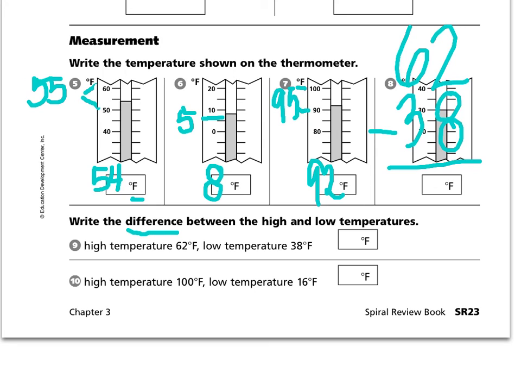You're going to use the same strategy in order to figure out number 10. The high temperature is 100, and you want to find the difference, so you're subtracting the low temperature, which is 16. 100 minus 16 will be the problem that you need to use in order to get the answer.